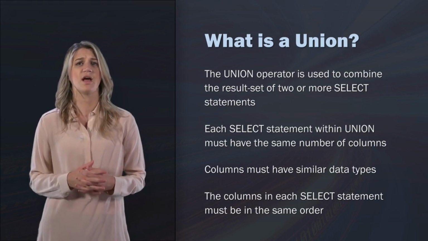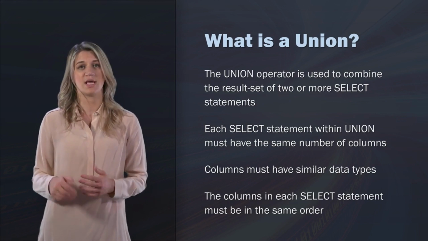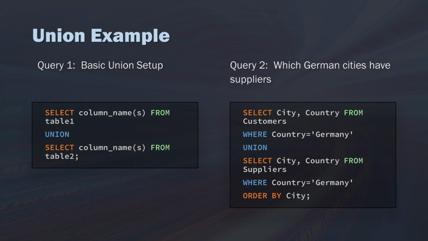And if that weren't enough, I also want to make sure the columns are in the same order. So I want to make sure my whole building is the same size, and I want to make sure that the floor plans look similar. But if I put the stairs on the west side in one building and the east side in the other building, that's not going to work out very well. So you also want to make sure your columns are all arranged in the same order. Okay, let's look at an example.